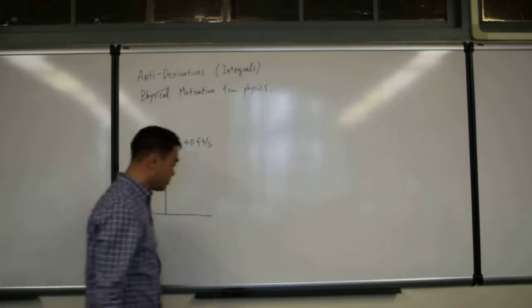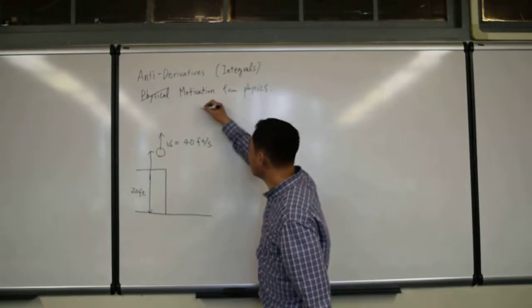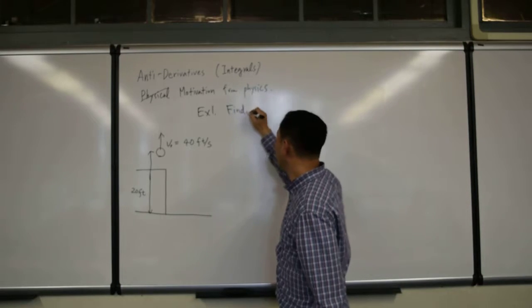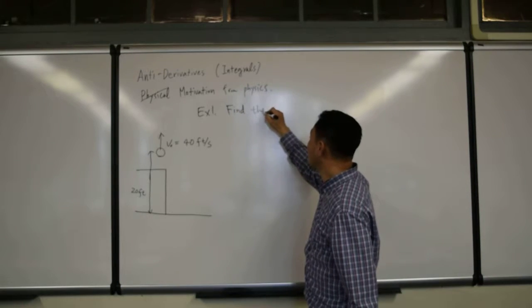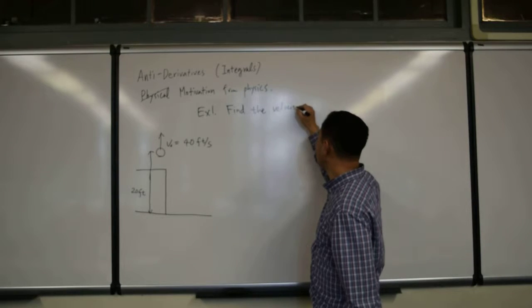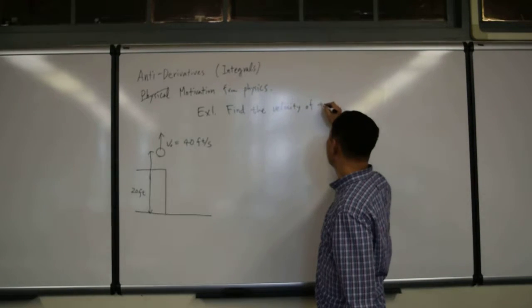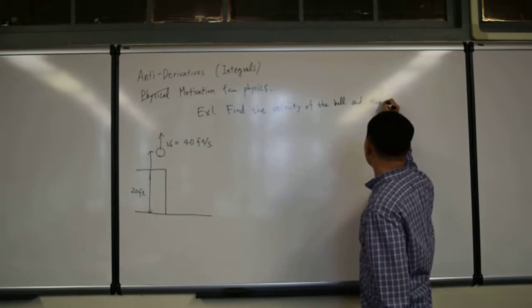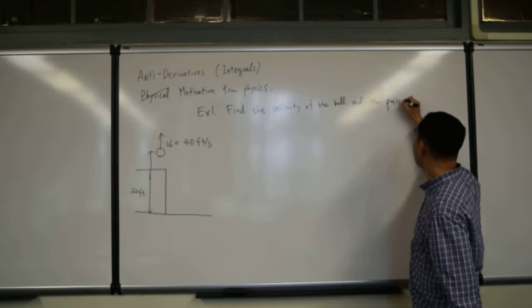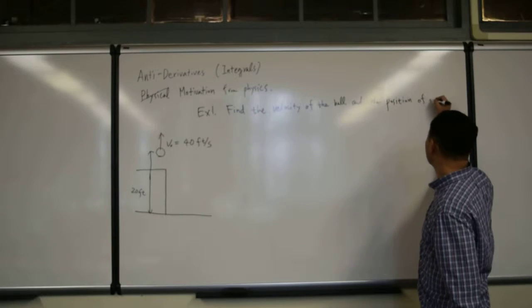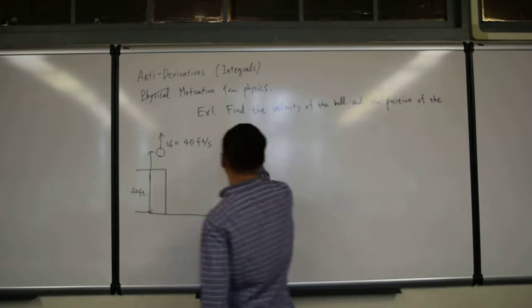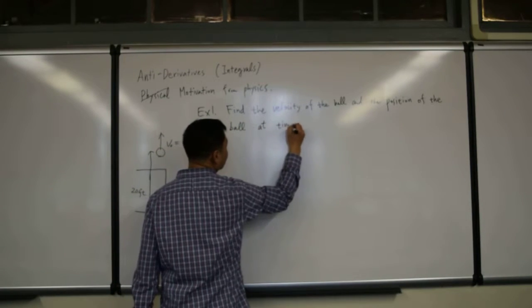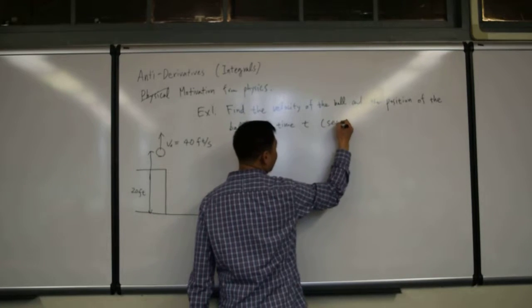So in this question, example one: find the velocity of the ball and the position of the ball at time t. This is in seconds, okay?